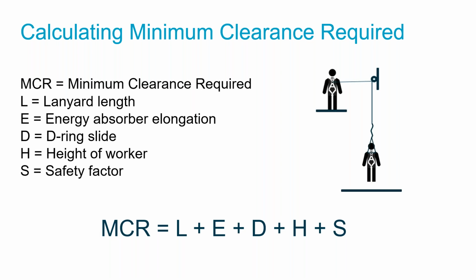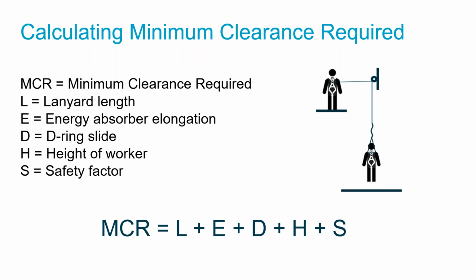So first is the length of the lanyard, or L, followed by the energy absorber elongation, or E. These are connected to the dorsal D-ring, which may cause D-ring slide or harness stretch, which is D. Then comes the height of the worker, H. And lastly, the safety factor, S. So when it comes to the distance to include for D-ring slide and a safety factor, these values may be found in the manufacturer specifications, generally allowing for 1 foot for a D-ring slide and 2 feet for a safety factor would meet or exceed these specifications.